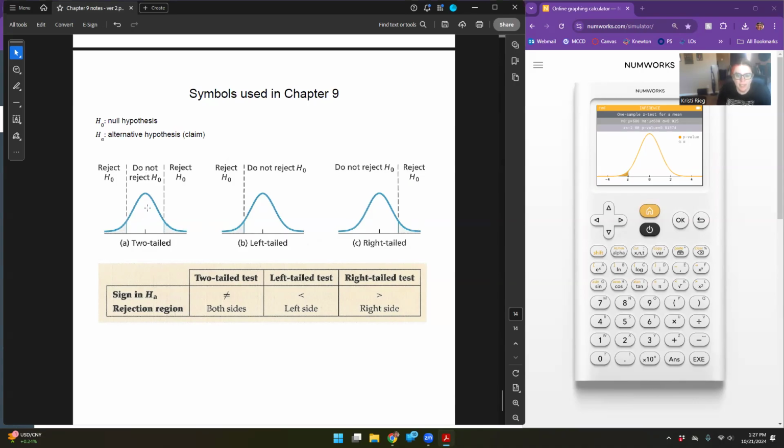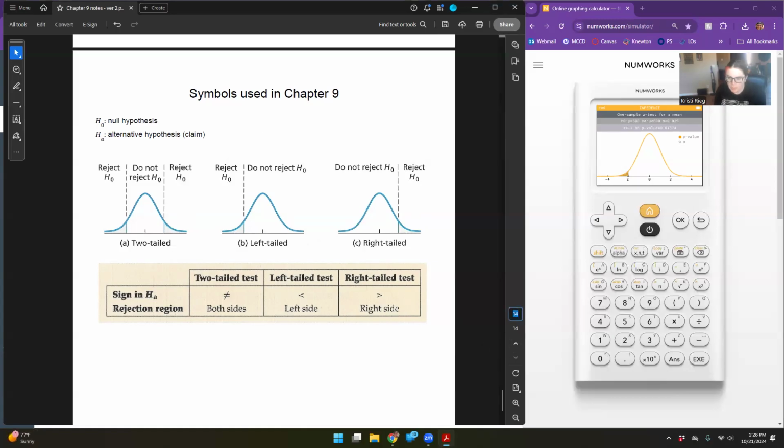If it lands in the plain white part, you do not reject the null. And that is true for left, right, and two-tailed. You do not reject the null in the unshaded part. In the shaded part, whether it's on the right, on the left, or both the right and the left because it's two-tailed, in the shaded part, you will reject the null. So we are going to draw these pictures today. We are going to talk about what rejecting the null means, and then we're going to do the whole hypothesis test from start to finish.